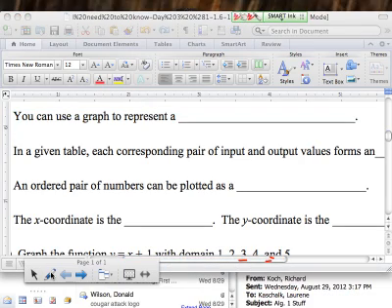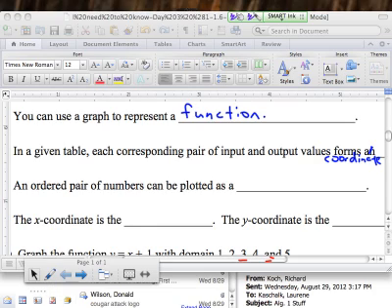There we go. To represent a function. I don't think that's any secret. You did that last year a lot. Okay. In a given table, each corresponding pair of input and output values forms a coordinate, or I guess you could call it an ordered pair. All right, so coordinate, ordered pair, same thing.